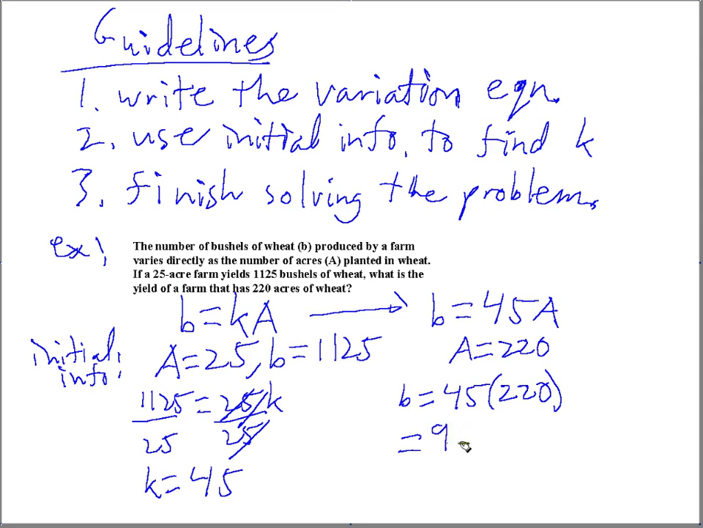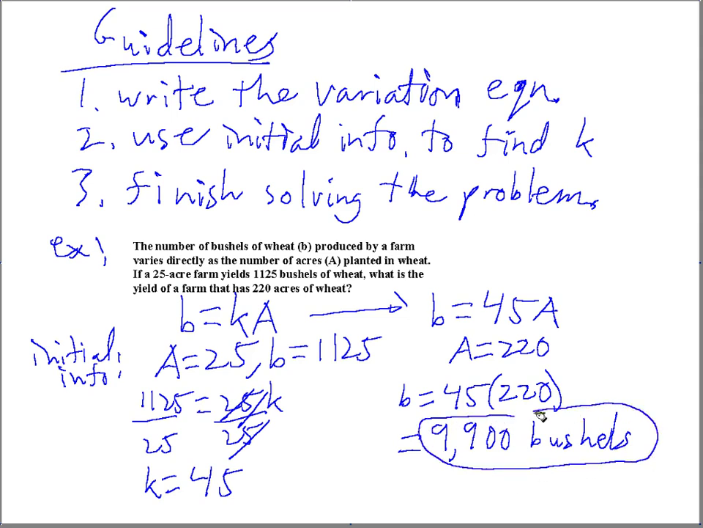So again, as acres go up, bushels of wheat goes up, right? They vary directly. As one goes up, so does the other. So 9,900 bushels of wheat. All right, so this is the solution we're looking for.